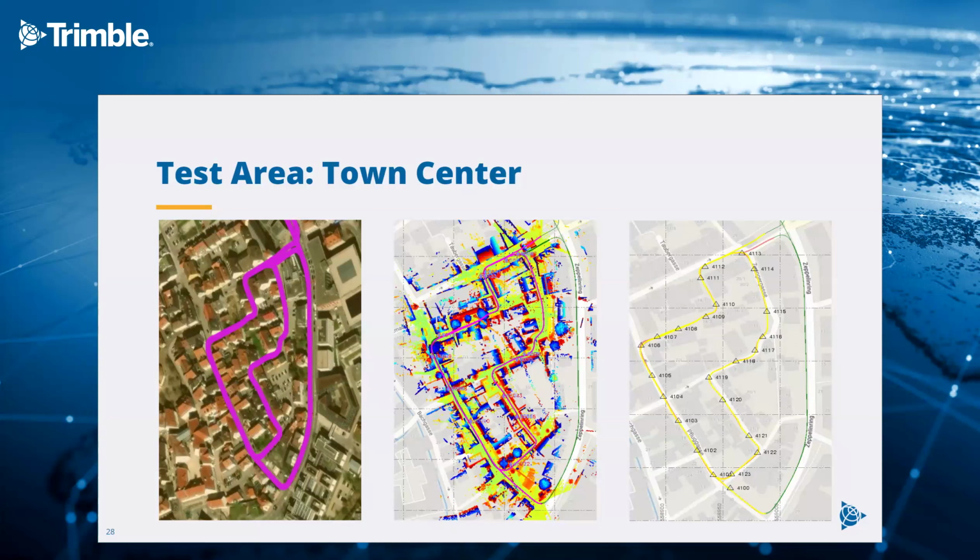And the town center proves really challenging for GNSS due to the narrow roads that measure only 4 to 8 meters in width, and the buildings reaching heights up to 12 meters. And you can imagine this creates a real canyon. And the vehicle drove through this canyon for approximately 10 minutes with really poor satellite visibility.